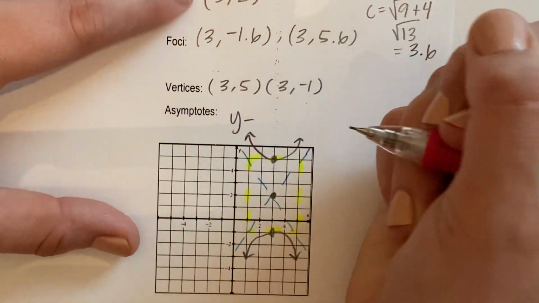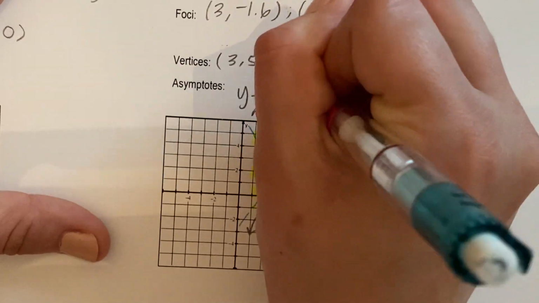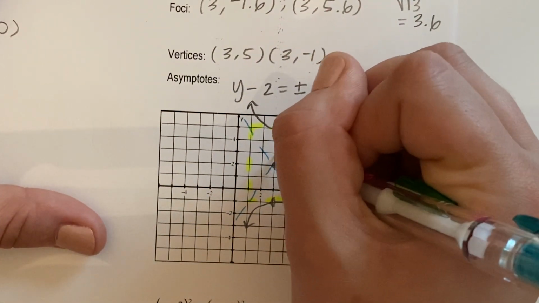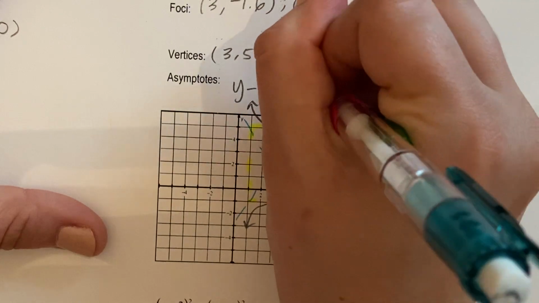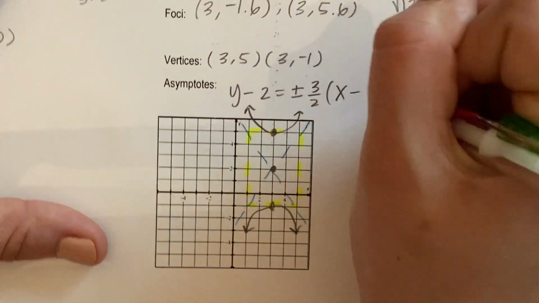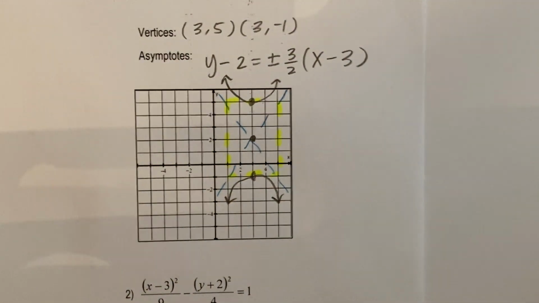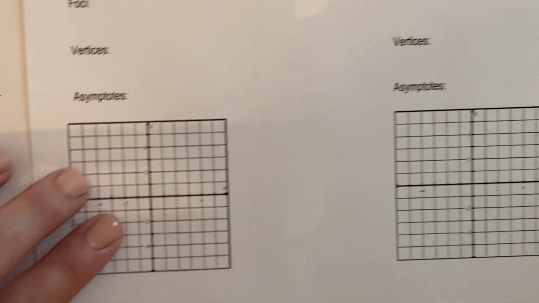y minus y1 is 2. Plus or minus, let's count the slope, up 3 over 2, rise over run, x minus 3. And we're done. You have 2 to practice with.